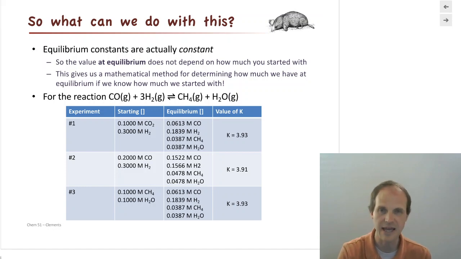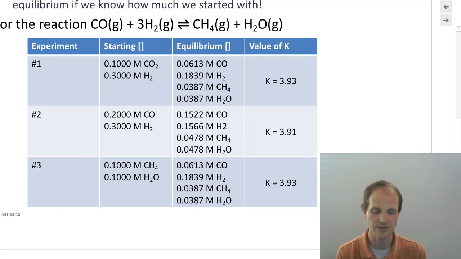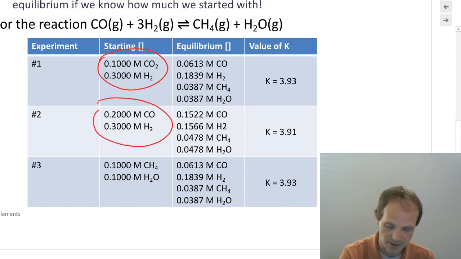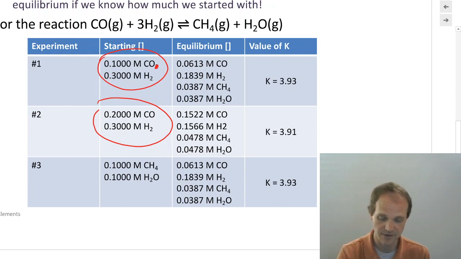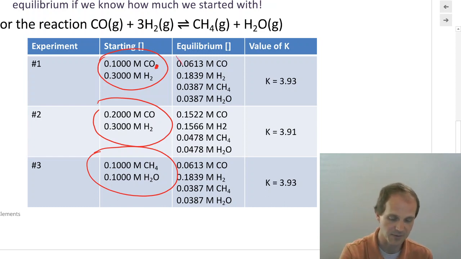I just want to show you this table. And what this table shows is for a reaction of carbon monoxide with hydrogen to make methane and water. There's a bunch of different starting conditions. Here I've got 0.1 molar CO2, 0.3 molar H2, so all reactants. Here I've got, I'm sorry, that should be a CO, not a CO2. Here I've got different concentrations of them. And here I've got no reactants to start, and I've got all products. I let those run to equilibrium. I find my equilibrium concentrations.